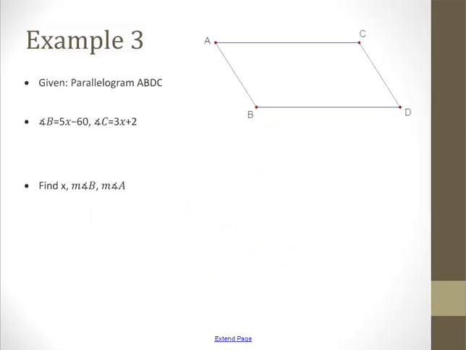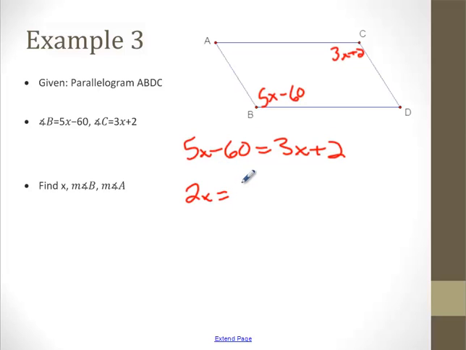Looking at our next example, we have parallelogram ABCD. We have angle B is 5x minus 60. Let's rewrite that. We have angle C is 3x plus 2. And my goal is to find x, angle B, and then I have to use that to find angle A. So because these angles are opposite of each other, I know that they're equal. I'm going to subtract 3x from both sides, and I'm going to add 60 to both sides. So x is 31. So I got x.